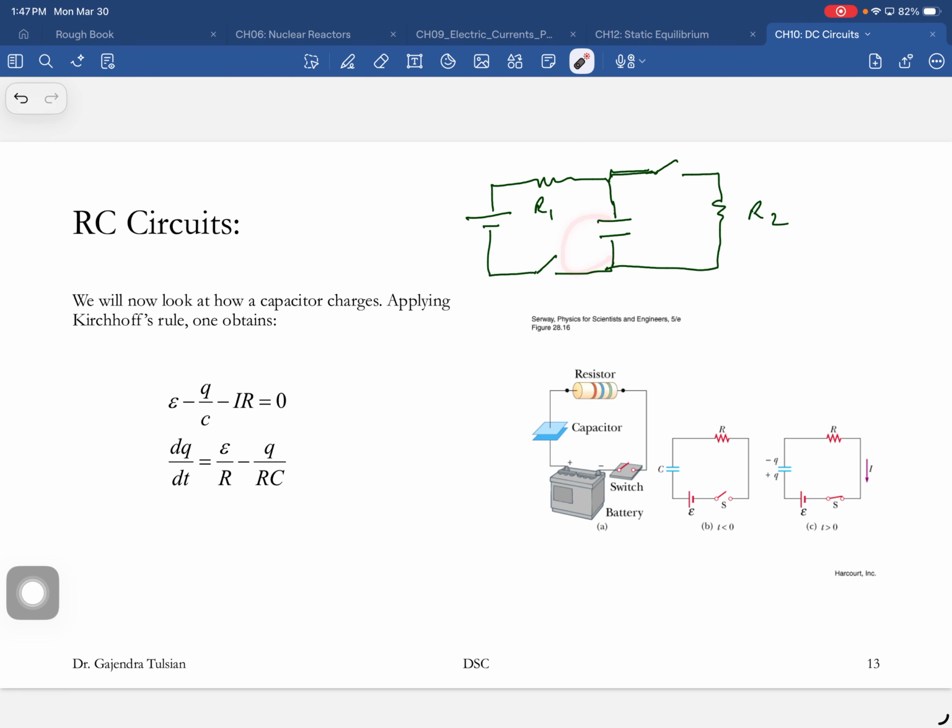So let's look at this RC circuit. What we're going to do is first look at just this half of the circuit. We're going to study just the charging part of the circuit. What is the charging part of the circuit?